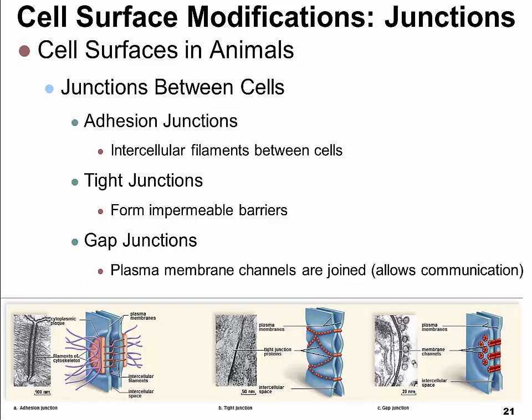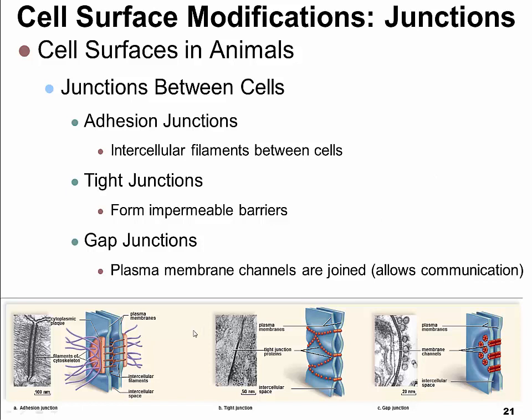The last topic that we have are cell junctions. And so, interestingly, what we see in this particular case is that we have three types of junctions which we want to address as we close this particular chapter. And so, the first type of junction that we have are adhesion junctions.